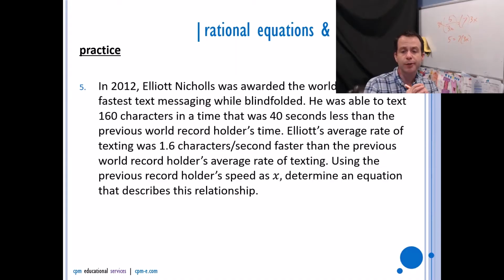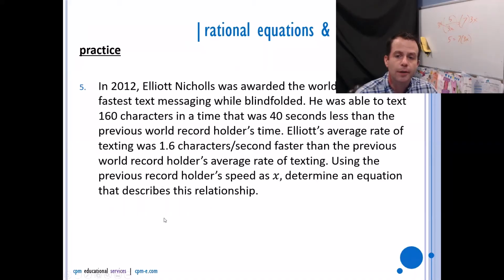Using the previous record holder's speed as x. Okay, that's important because that's our frame of reference. It's the previous record holder's speed will be x. Determine an equation that describes this relationship. Okay, so here we go.